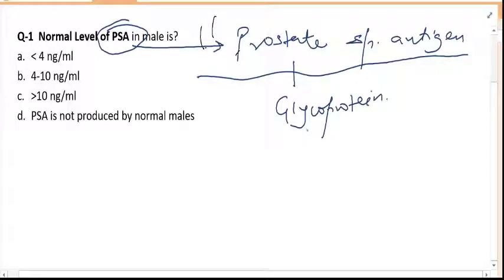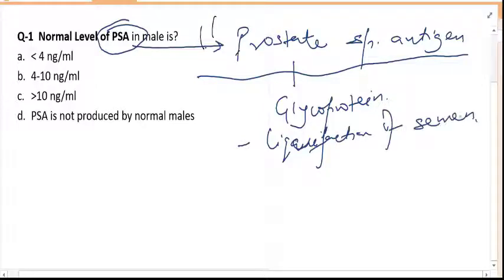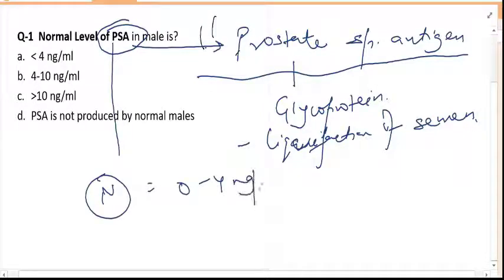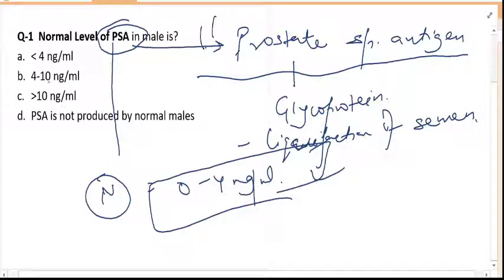So this was one question. What is the role of PSA? Role of PSA is it helps in liquefaction of semen. The normal values, it is between 0 to 4, we can say nanogram per ml. So less than 4 nanogram per ml is the normal value. So this is our answer.